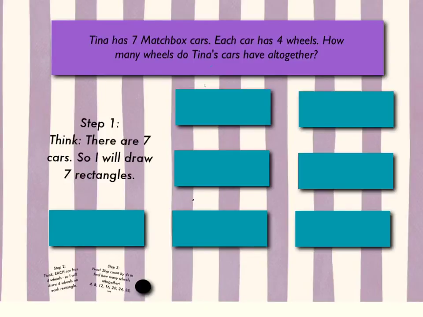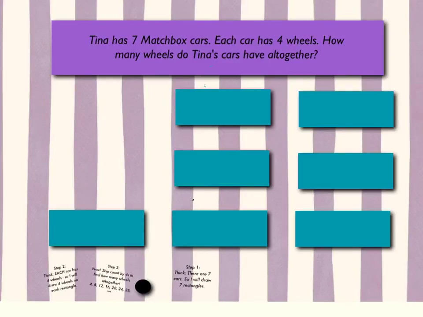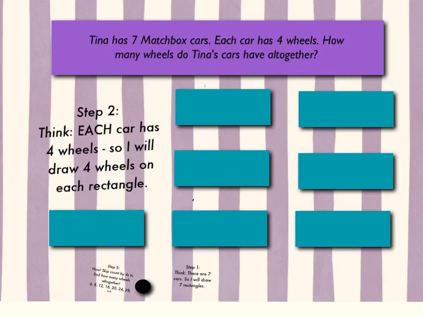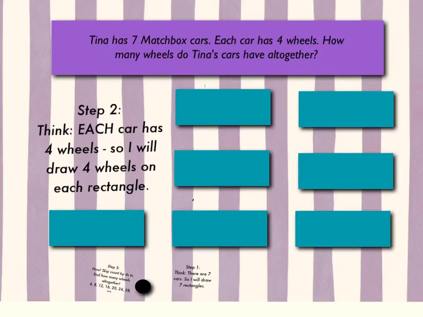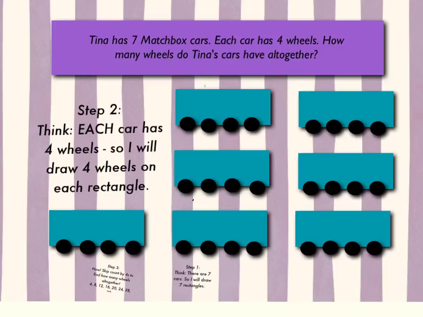Now I'm going to move on to step 2. So step 2 says that I need to think each car has 4 wheels, so I will draw 4 wheels onto each rectangle. Ta-da! I've drawn my 4 wheels on each of the rectangles to show the 4 wheels on each of her 7 Matchbox cars.